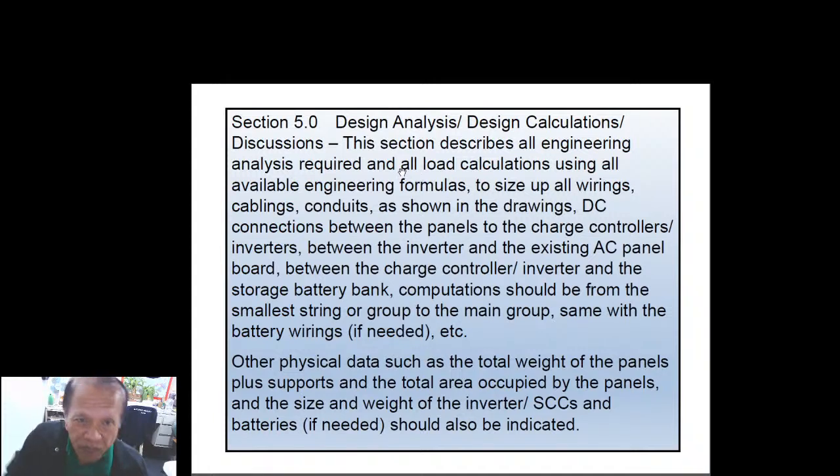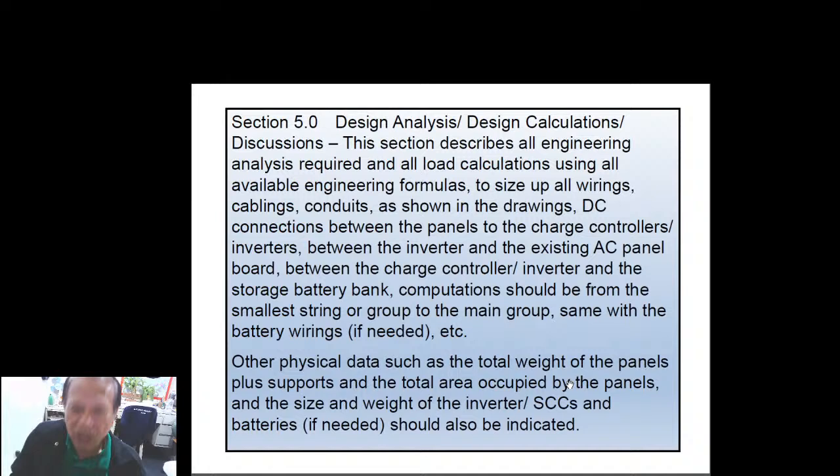Number 5, design analysis, design calculations, discussions. This section describes all engineering analysis required and all load calculations using all available engineering formulas to size up all wirings, cablings, conduits as shown in the drawings, including protection, connection between the panels and the charge controllers, inverters, between the inverter and the existing AC panel board, between the charge controller, inverter and the storage battery. Computation should be from the smallest string or group of main group, same with the battery wirings if needed.